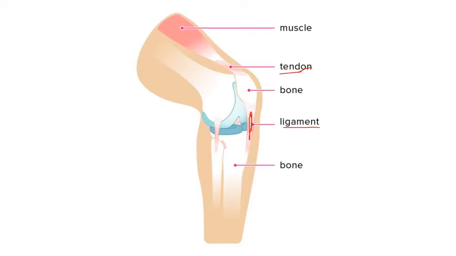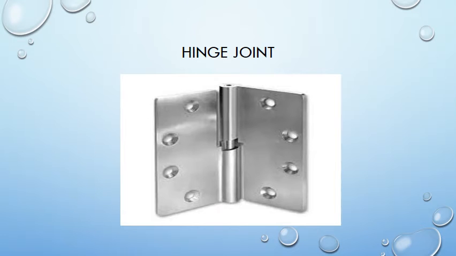Now if we talk about the movable joints in our body, they are further classified into four categories. So today we will learn the first category, that is the hinge joint. If we talk about the hinge joint, we all know the hinge. We can see this hinge wherever we see a door at our home, fixed to the door, and this allows the door to open in a direction.